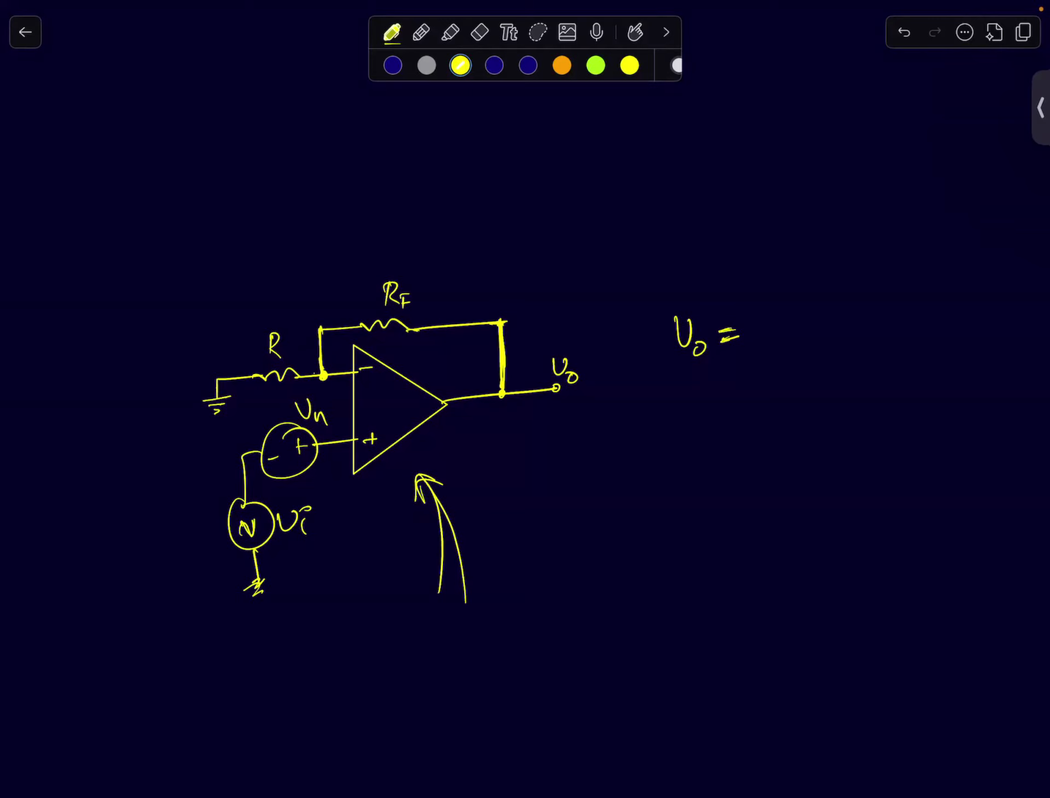It's a non-inverting op-amp, right? It's just going to add up in series. It will be Vn plus Vi times 1 plus Rf by R. Your noise will directly add to the input signal level. That's it.